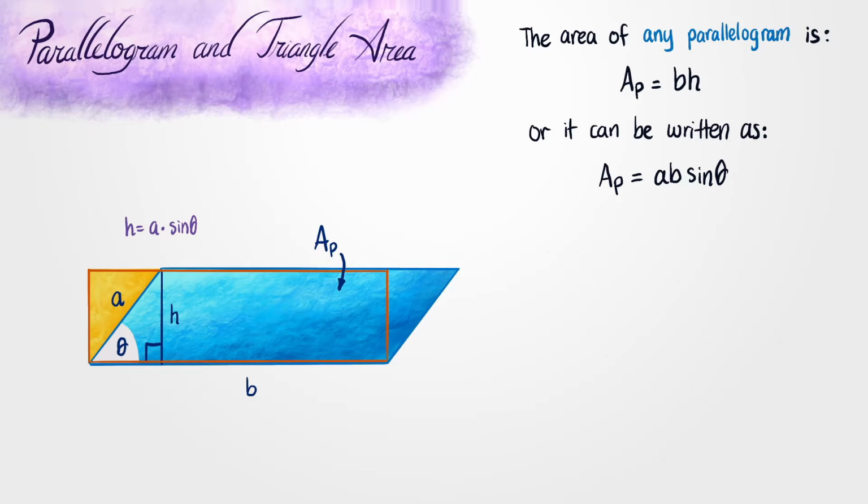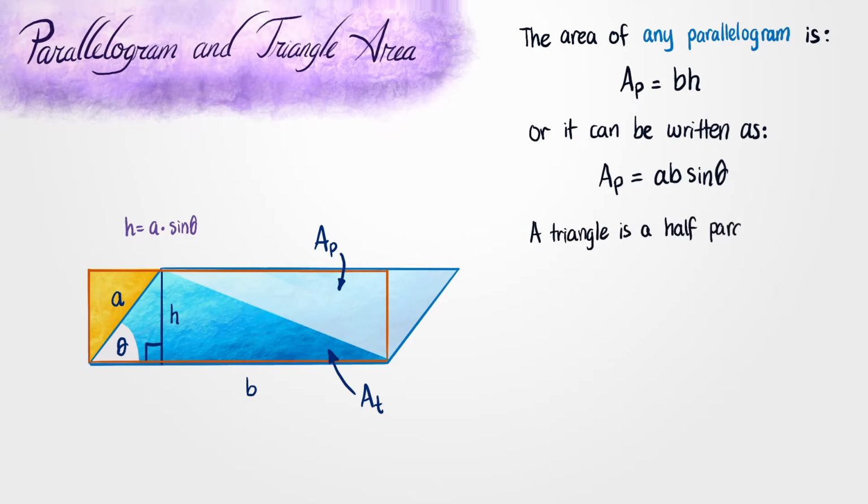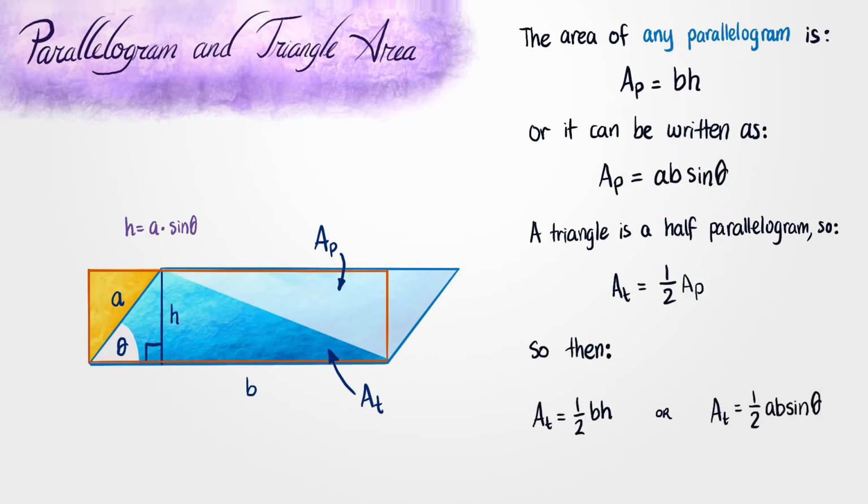And now we turn our attention to finding the area of a triangle. It turns out that if you cut a parallelogram in half, you always end up with a triangle. Since a triangle is just half of a parallelogram, we can say that the area of a triangle must just be half of the area of a parallelogram. Now this means that we can write the area of the triangle in terms of this form of the area of the parallelogram, or this form of the area of the parallelogram.